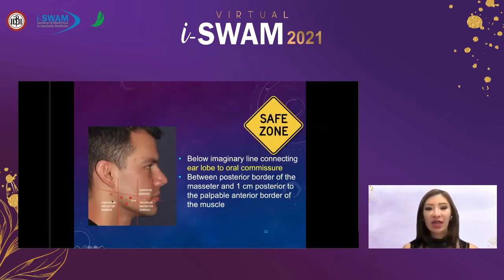So we can see here that the safe zone is between the lateral corner of the mouth and the posterior of the earlobe. And then where is the anterior safety zone? You have to palpate and recognize where the masseter muscle anterior border is, and then move posteriorly 1 centimeter away from the anterior border. And then you can inject 3 points or 4 points depending on the masseter muscle itself.